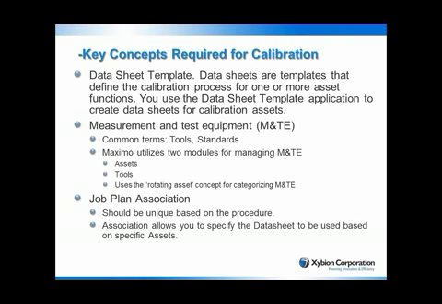And the last key thing is the job plan association. What ties all of this together in Maximo is the job plan, and what they have done is they've added a new section to the job plan specific to calibration that allows you to associate, based on asset, the specific data sheet that will be used when creating a calibration work order. And we'll focus a little bit on this later about how you will design your job plans.